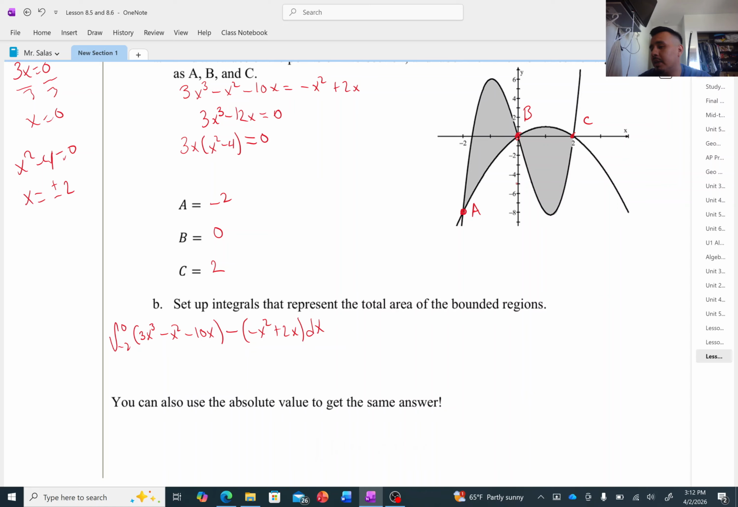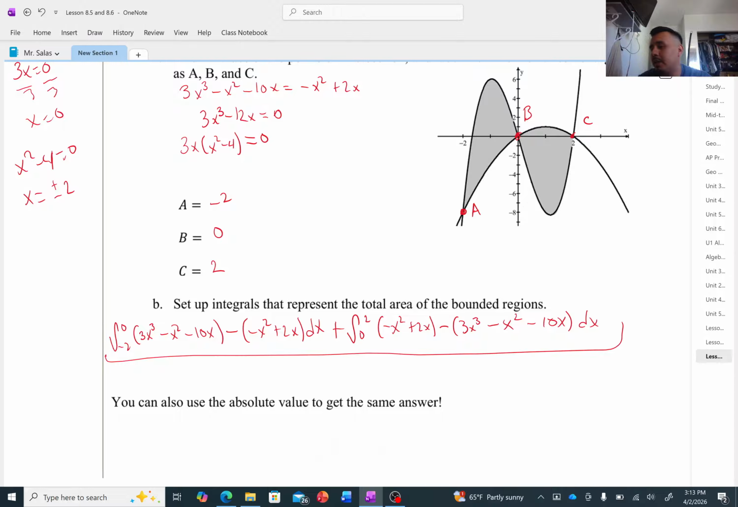And now it gets me to my next checkpoint, which is b to c. From b to c, it's going to be plus my integral bounded from 0 to 2. My parabola goes up first, so it's going to be negative x squared plus 2x minus 3x cubed minus x squared minus 10x. And again, don't forget your dx. Boom. That's it. This whole thing is your integral setup.